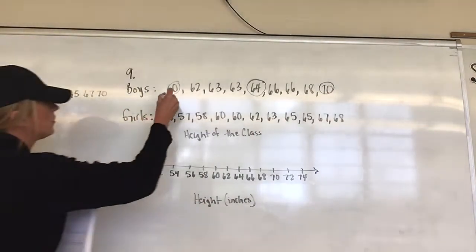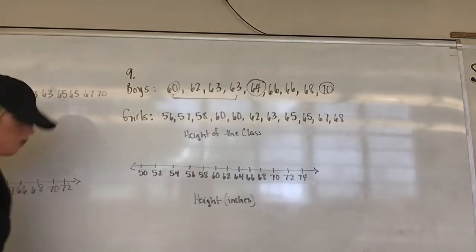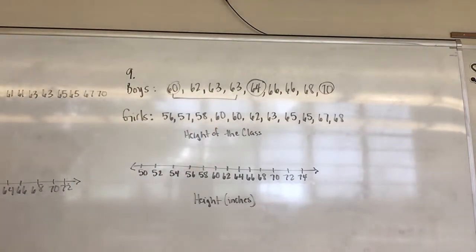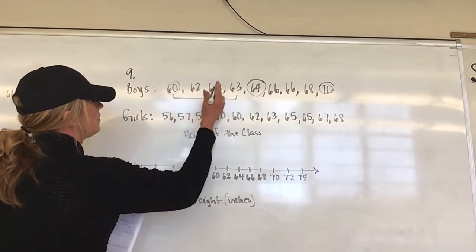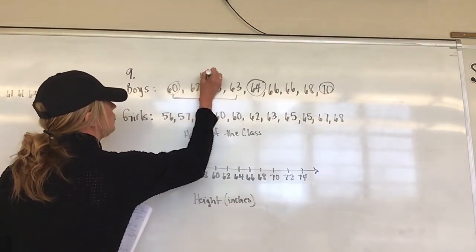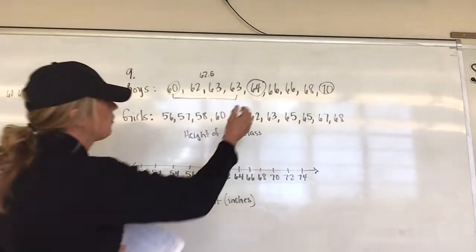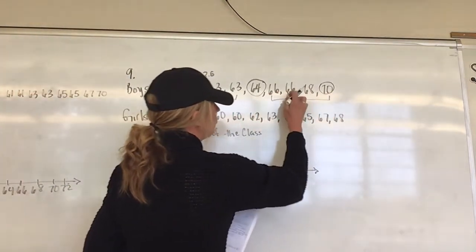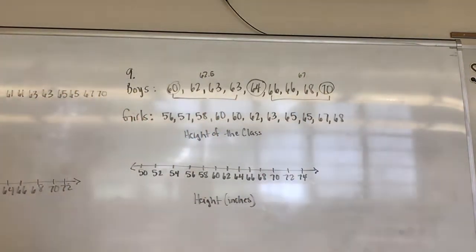Okay, so now here's our lower quartile. So 1, 2, 3, 4. Okay, there's 4 there, so obviously now we need to find it. So it's gonna fall between 62 and 63. That would be 62.5. So the mean of those two. Now let's go over here. Okay, what falls between 66 and 68? That'd be 67. Okay, so now we have found our 5 key values for boys.